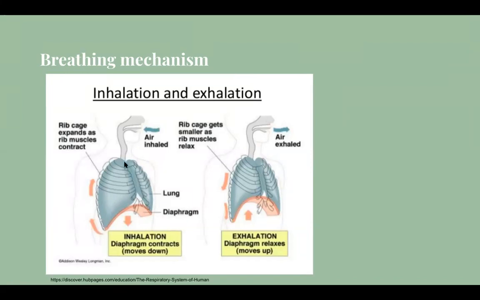Another thing to remember about inhalation is that there are also intercostal muscles that contract, so the diaphragm and those muscles work together to expand the rib cage, to create that negative pressure that directs air to come into the lungs.